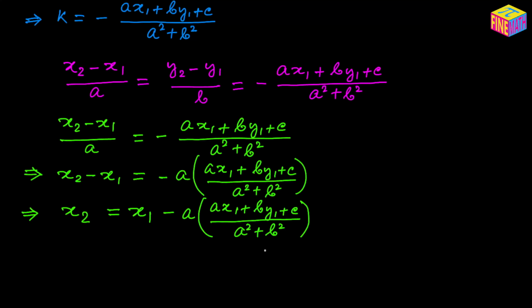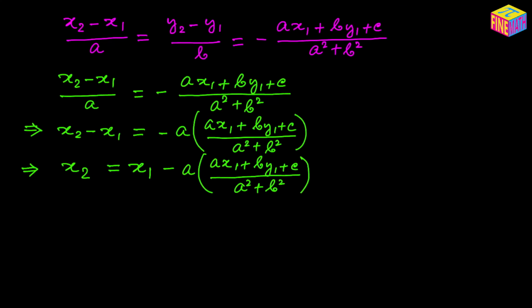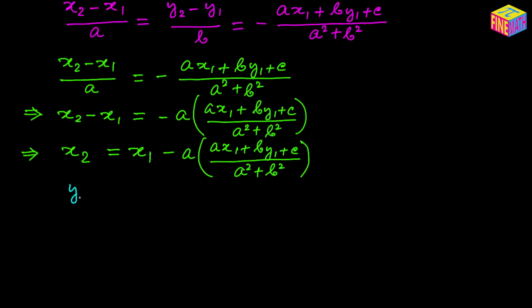Similarly, if we solve for y₂, let's see what happens. So (y₂ − y₁)/b is equal to −(a·x₁ + b·y₁ + c)/(a² + b²).